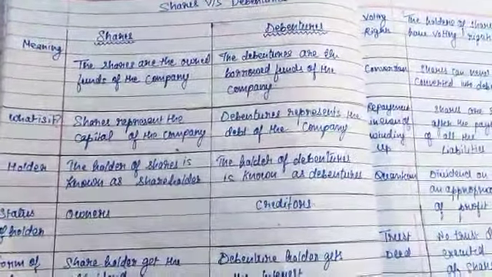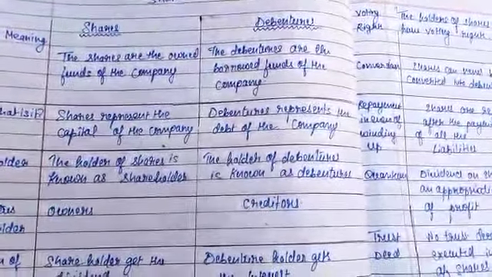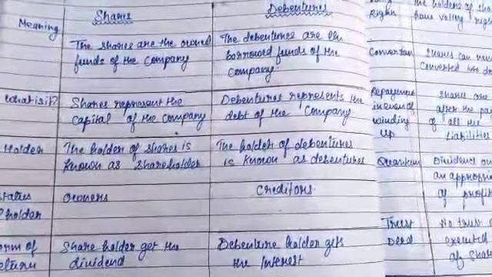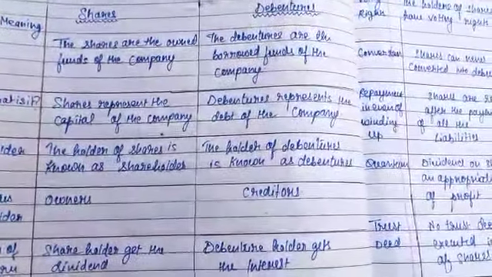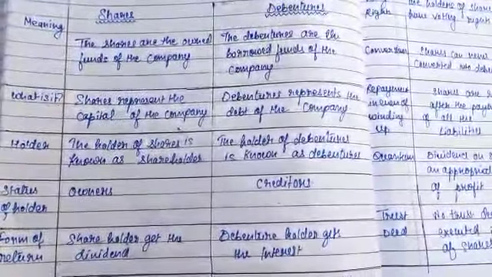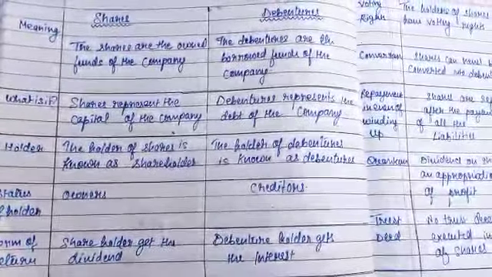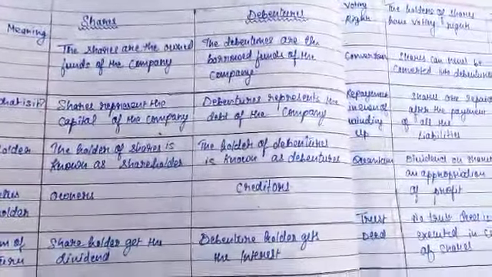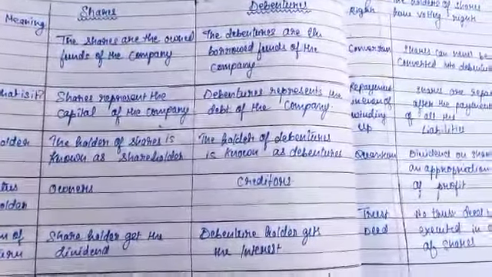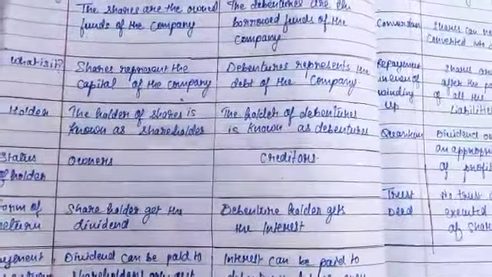What is it? Shares represent the capital of the company, but on the other hand, debentures represent the debt of the company. Holder. The holder of share is known as shareholder and the holder of debenture is known as debenture holder. Status of holder. The owners of shares are also known as owners of the company, but debenture holders can be called creditors because they are the ones who give money to the company as borrowings.